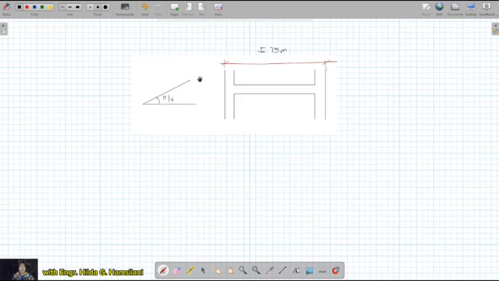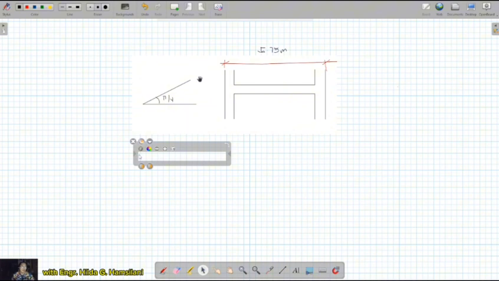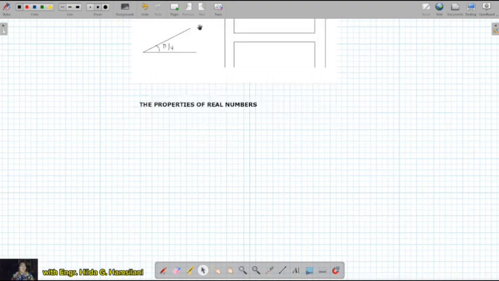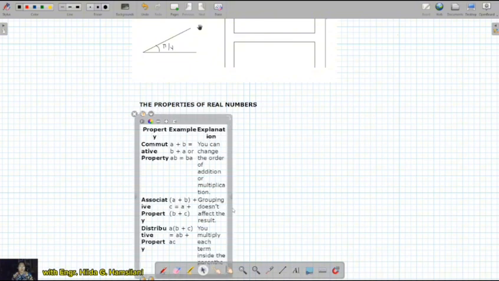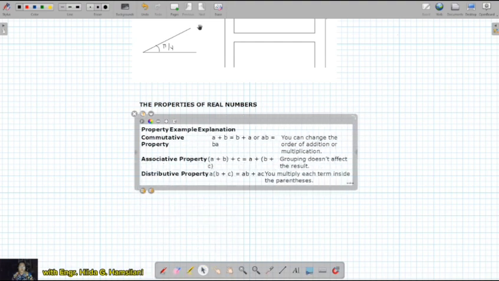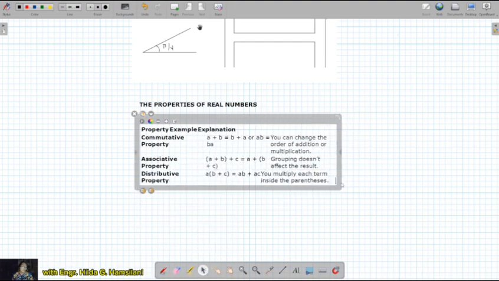Now, let's proceed to the properties of real numbers. Let's look at the properties of real numbers. These properties make algebra logical and consistent, and understanding them helps prevent calculation mistakes. So the properties of real numbers include the commutative property, the associative property, and the distributive property.